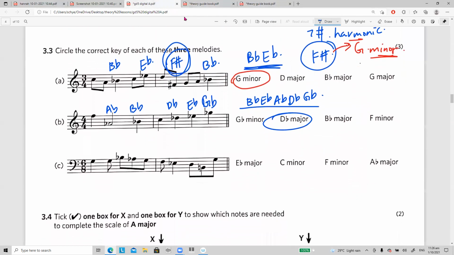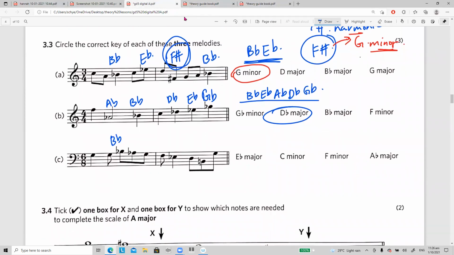Okay, next one, name the notes. This is a B flat, A flat, E flat, and you have an unusual accidental, B natural. So as usual, arrange the key signature: B flat, E flat, and A flat. So this key has 3 flats.